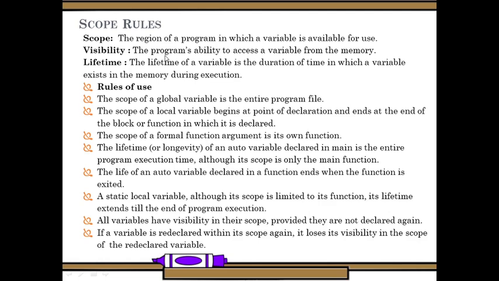Then the life of an auto variable declared in a function ends when the function is exited. The static variables, although their scope is limited to their function, have a lifetime that extends to the end of the program execution. All variables have visibility in their scope provided they are not declared again. If a variable is redeclared within its scope, it loses its visibility in the scope of the redeclared variable.